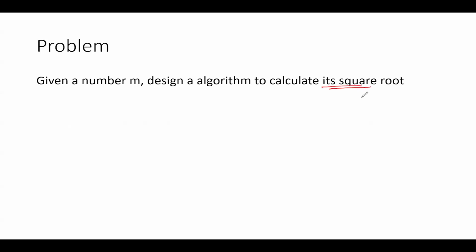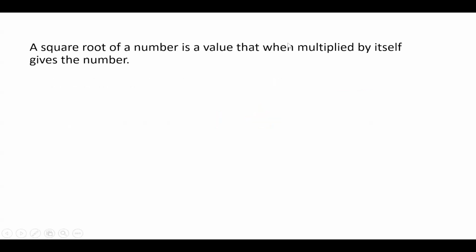So very simple, for any number we are given, for example, if it's given 4, we have to find the square root, and obviously we know that the square root is 2. So how to determine this value is what this algorithm is all about. Okay, so let us go ahead and see how we can do that.